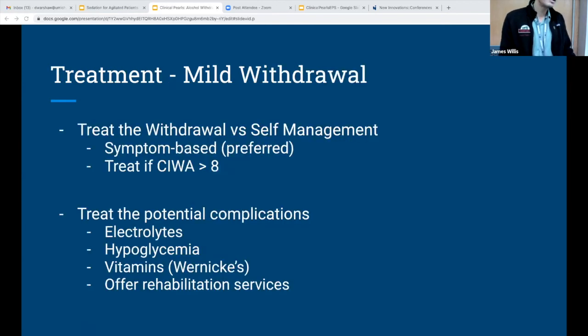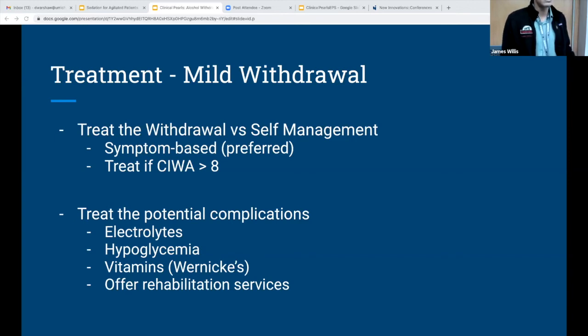So for your mild withdrawals, you're generally going to try to do a symptom-based one. So you'll treat with, say, Librium if their CIWA is greater than 8. You'll reassess Q1 hours if you can. There's also a self-management option. So if you're talking to the patient and they look like they're dischargeable and they say, I'm going to drink after this, they can be discharged and manage their withdrawals that way.